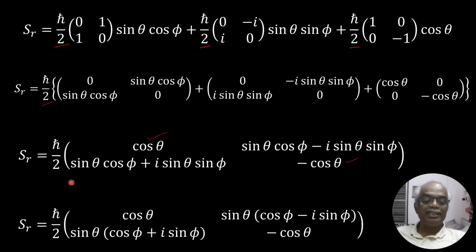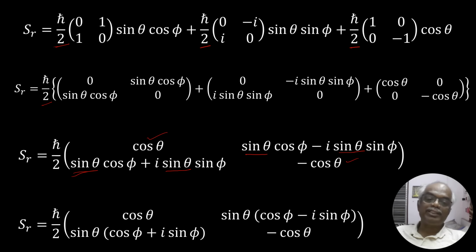So finally we got this. Here you can take sin θ as common. That is second row, first column. Here also sin θ. So you take sin θ outside, then you will have cos φ plus i sin φ. What about this term? You take sin θ outside, then you will get cos φ minus i sin φ. So this is the angular momentum matrix along the direction r.